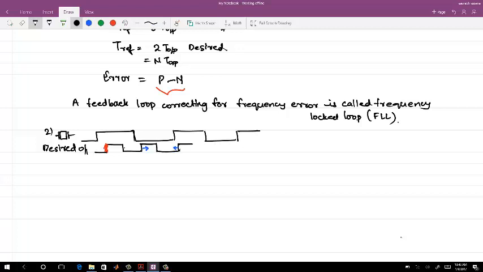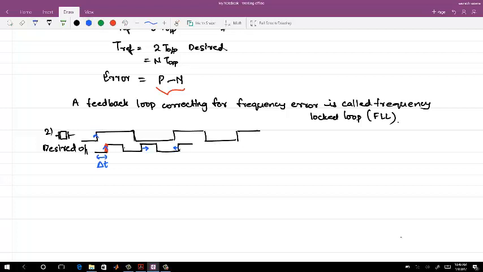Then there exists a loop which corrects for the absolute error between the rising edge of the output and the rising edge of the reference. So if any variation in this delta t is corrected in a feedback manner, this delta t is an absolute time domain error between the output and the input.